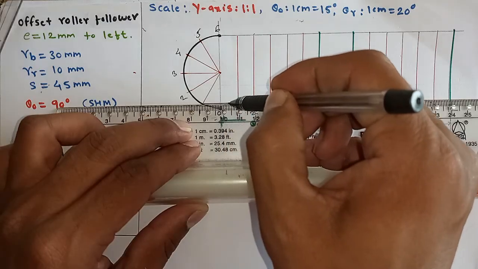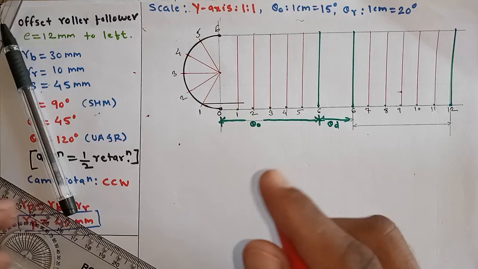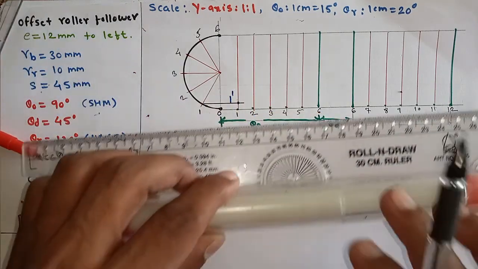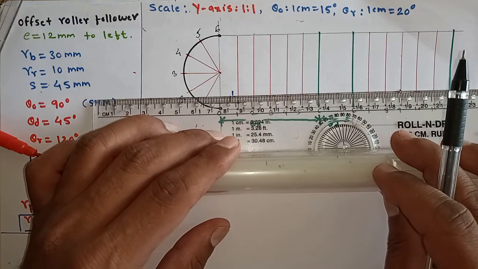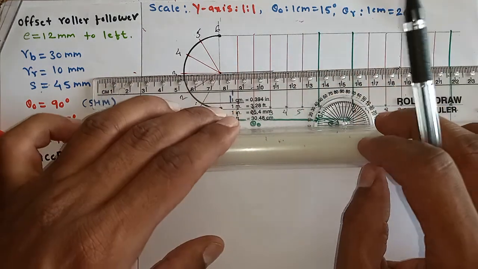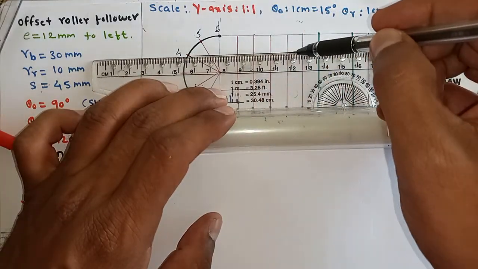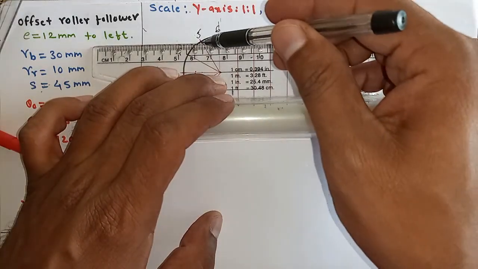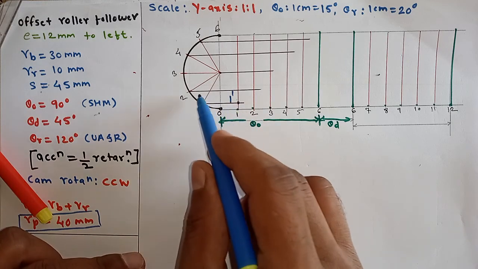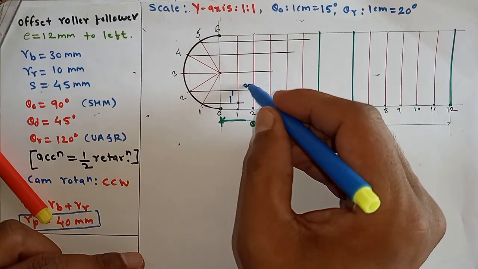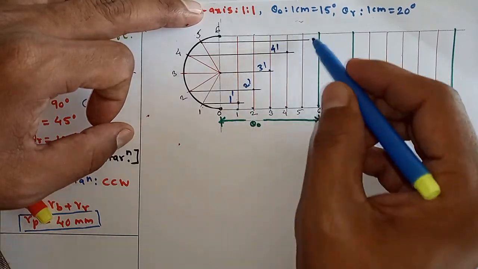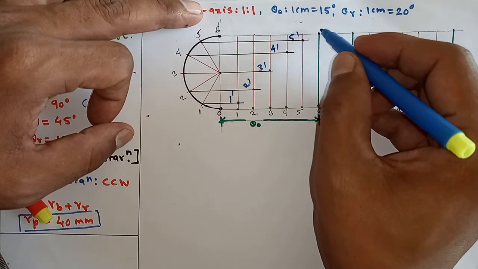So this one, projection line number 1 will intersect the division line number 1 at 1 dash. Next is number 2. Next is number 3. Next is number 4. Next is number 5. Last one is 6. So 1 will intersect 1 at 1 dash. Projection line number 2 will intersect division line number 2 at 2 dash. 3 will intersect 3 at 3 dash. 4 with 4 at 4 dash. 5 with 5 at 5 dash and 6 with 6 at 6 dash.